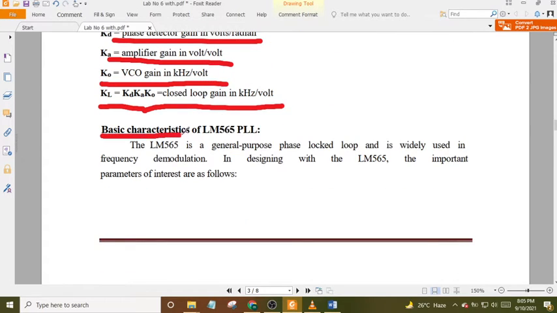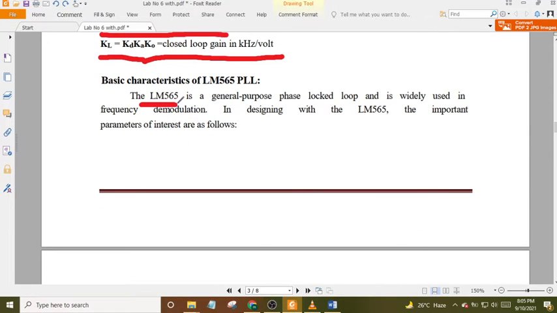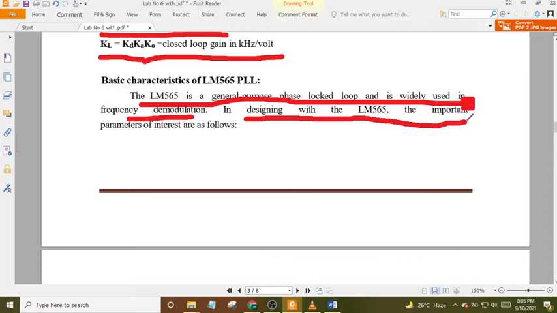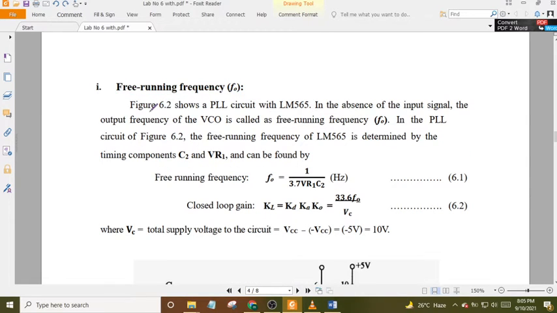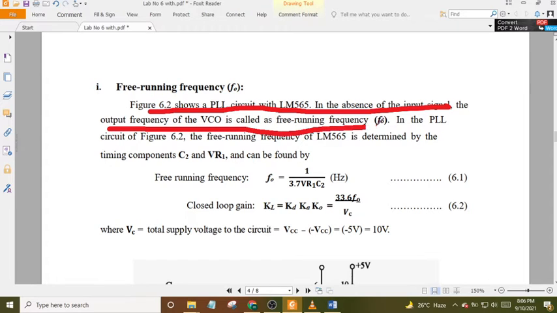Basic characteristics of LM565 PLL. The LM565 is a general purpose phase-locked loop and is widely used in frequency demodulation. In designing with the LM565, the important parameters of interest are as follows: 1. Free running frequency, FO. Figure 6.2 shows a simple circuit with LM565. In the absence of the input signal, the output frequency of the VCO is called the free running frequency, FO.